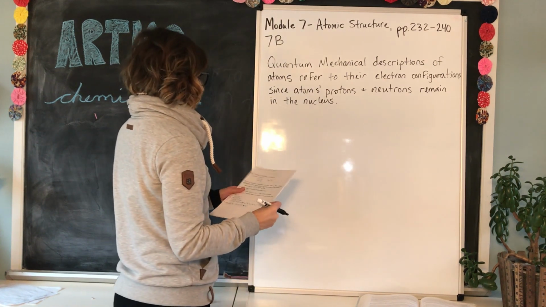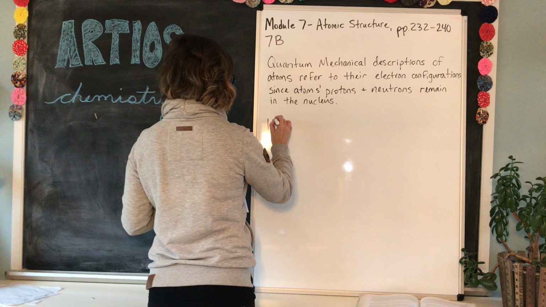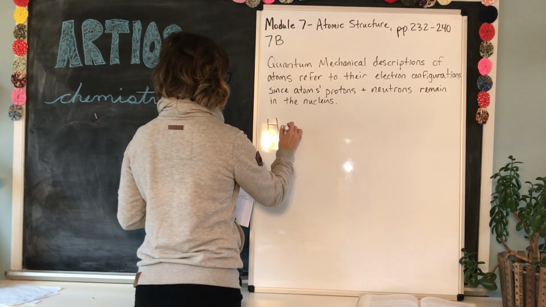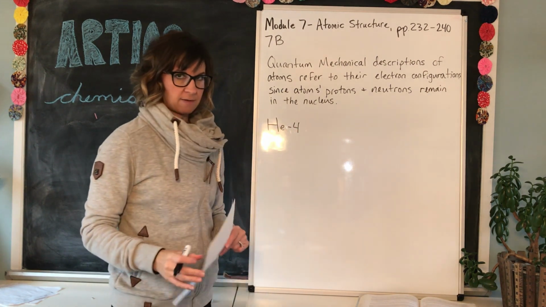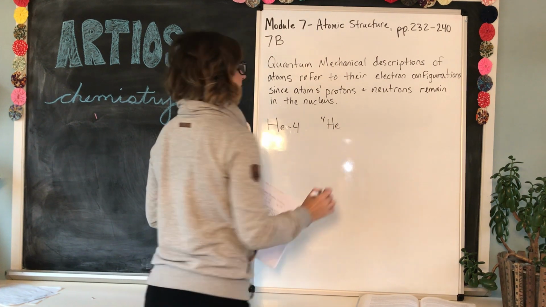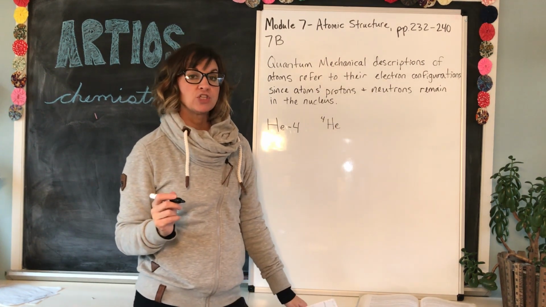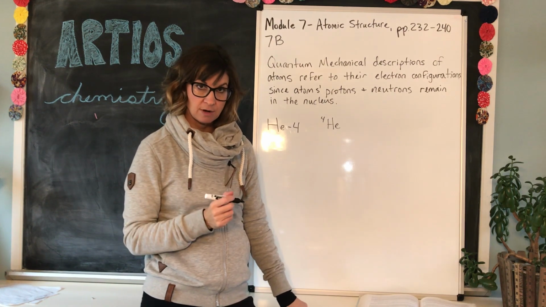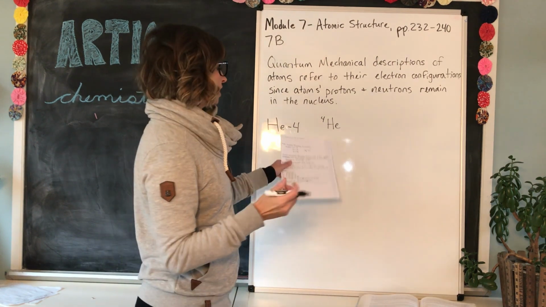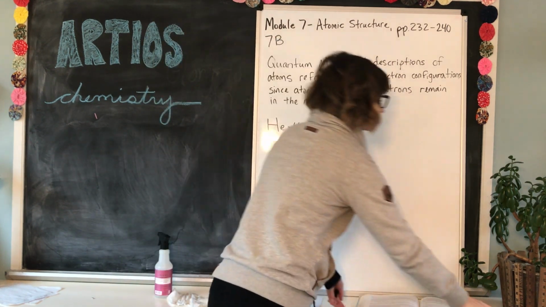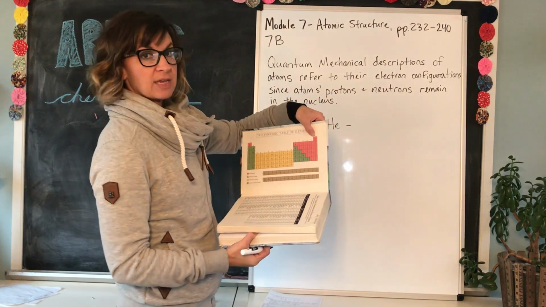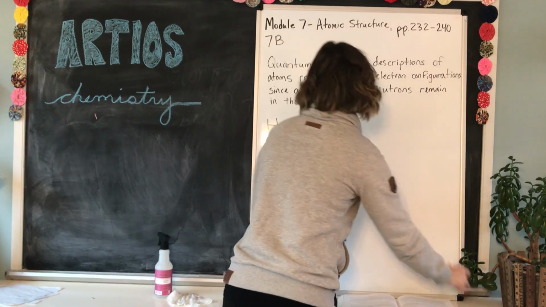Okay? Now, let's talk about where the electrons would be for a helium-4 atom. Okay, this can also be written like this. Okay, the 4 is the mass number, which is the sum of the atomic number, how many protons, plus how many neutrons. Okay, so in helium-4, we can check the periodic table for the atomic number of helium. The atomic number of helium is 2, which tells us there are 2 protons.